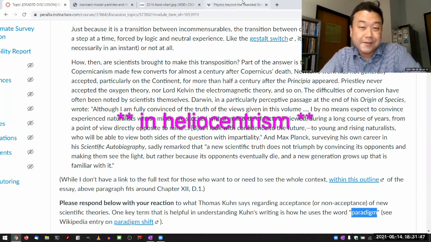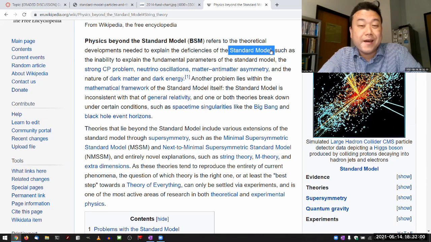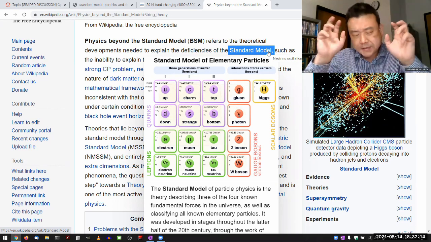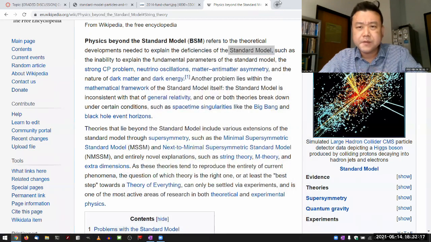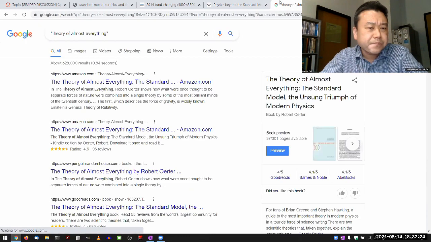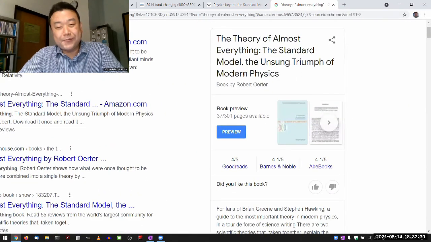And with the standard model, the interesting thing is that from its very birth, no one really believed that this would be the fundamental theory of nature. If anything, physicists are actually surprised how long it's lasted, the test of time, and for how long it hasn't already been replaced by something else. So it's what some people call the theory of almost everything. There's a book called The Theory of Almost Everything, and I think this is the book that I'm trying to remember: The Standard Model: The Unsung Triumph of Modern Physics. Which is another good book to read.